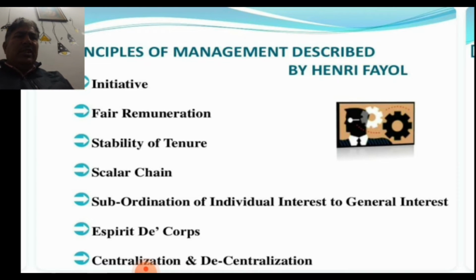Subordination of individual interest to general interest. Espirit de corps, centralization and decentralization.